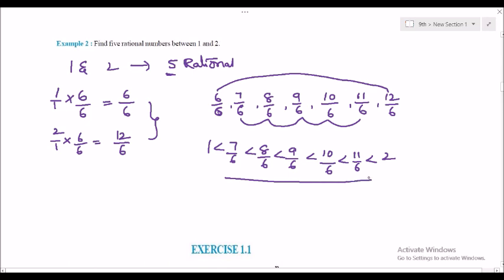Okay? Right. This is the introduction part of our number system. The next exercise will be in the next session. We will complete the exercise part. Okay?